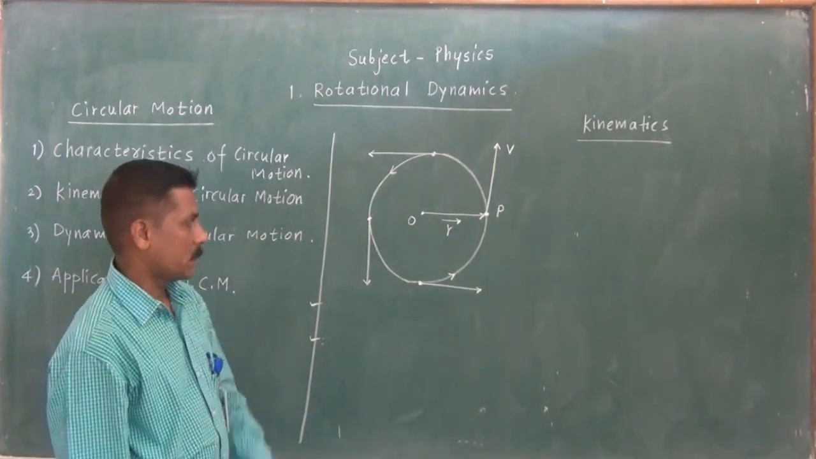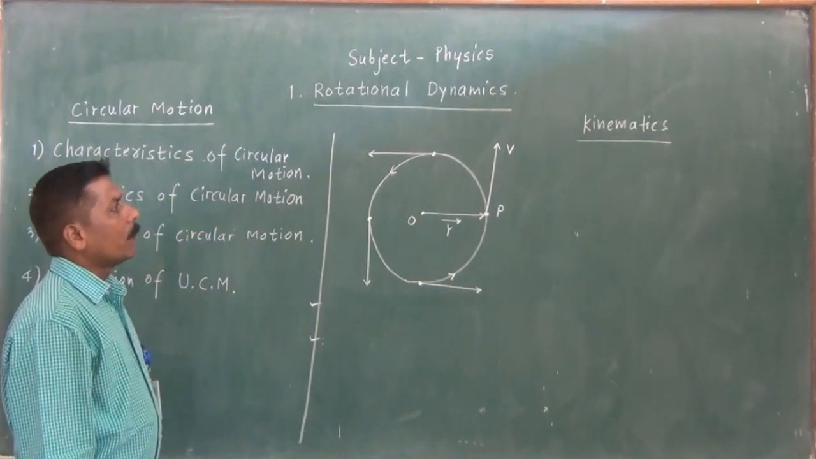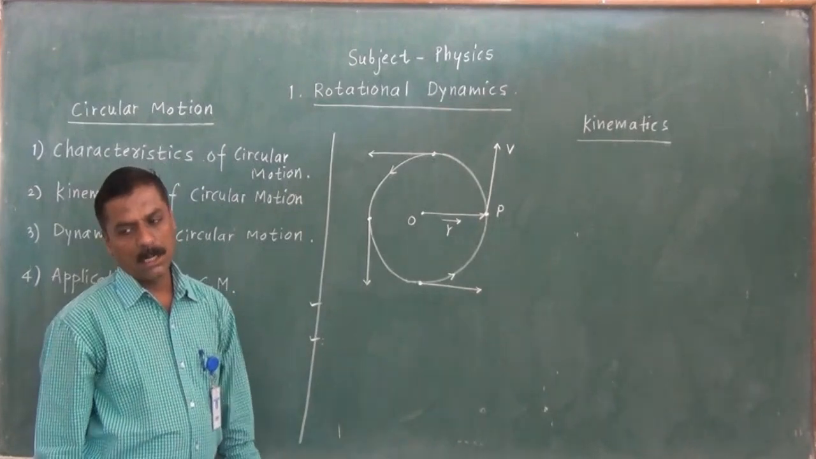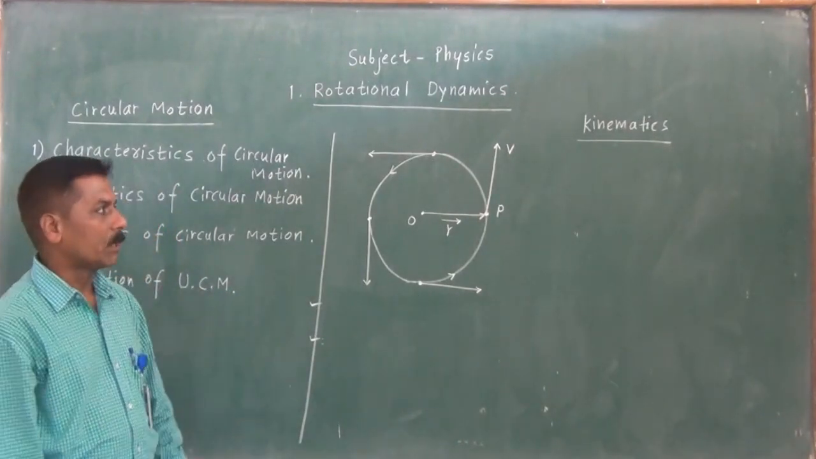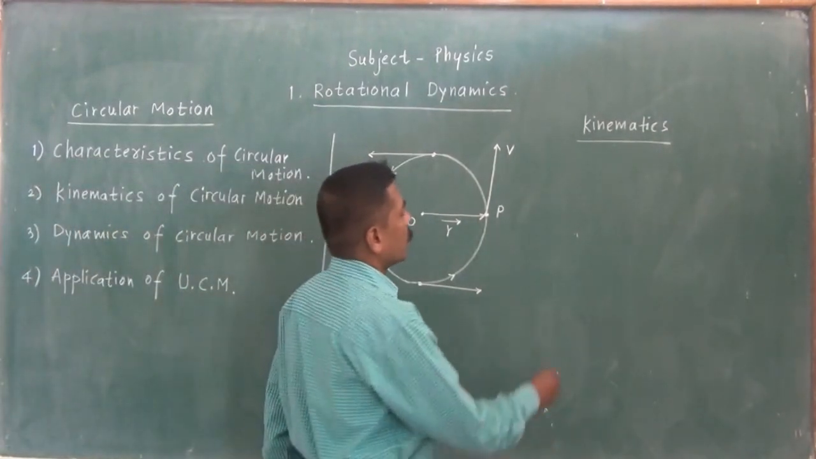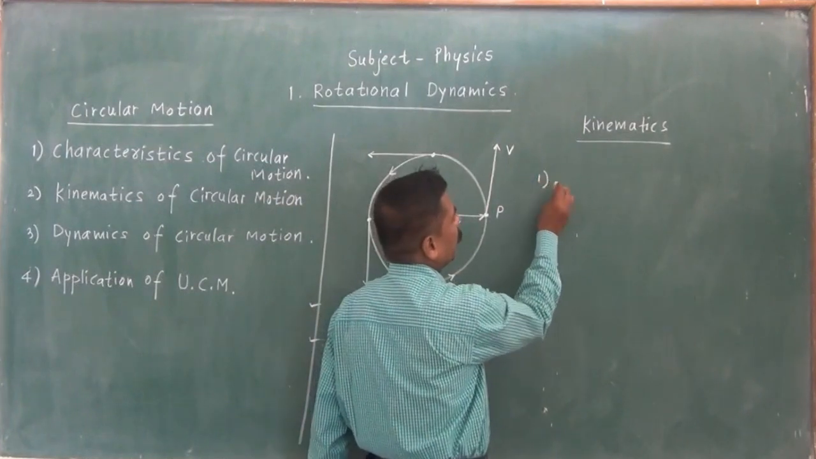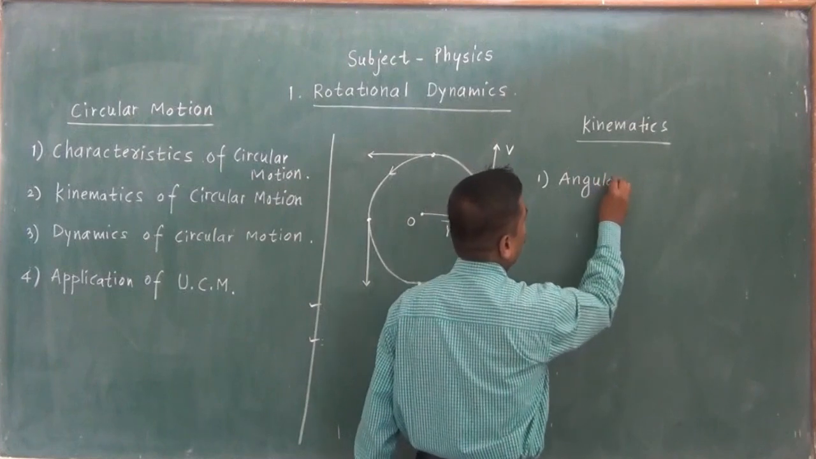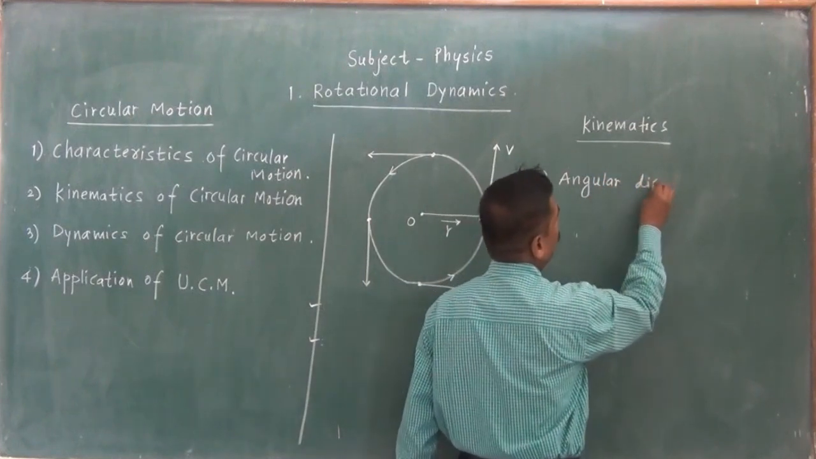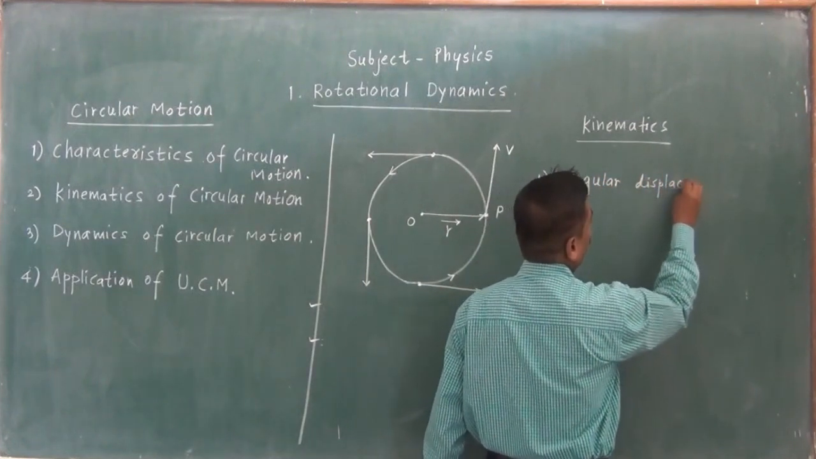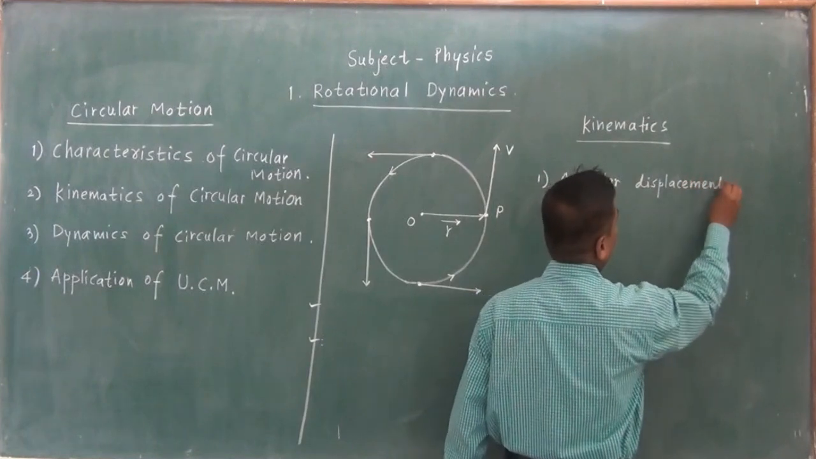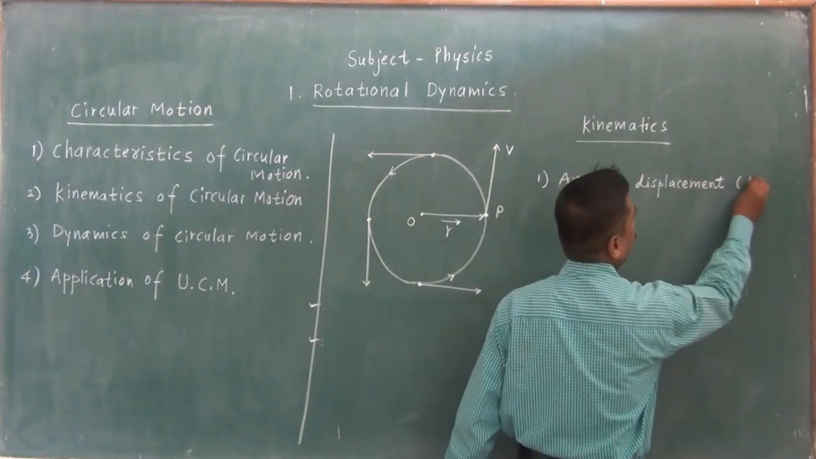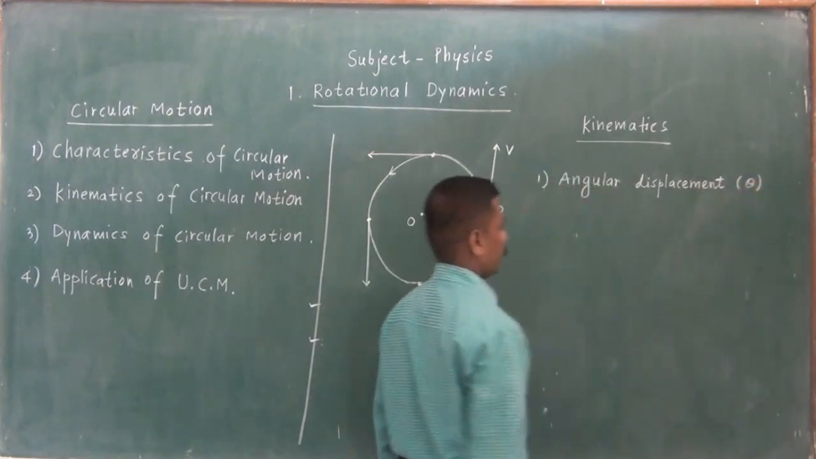So, in the discussion of kinematics, we are thinking only about the motion of the object without considering their causes. Now, in the case of circular motion, we know there are three terminologies considered. The first is angular displacement. This angular displacement is denoted with theta.